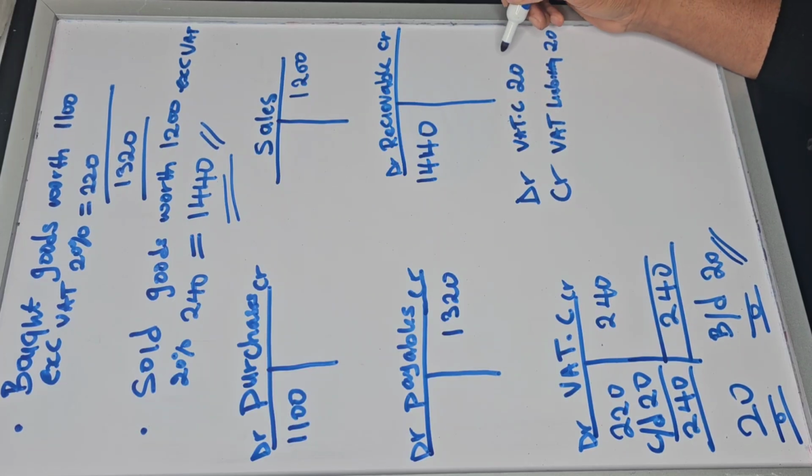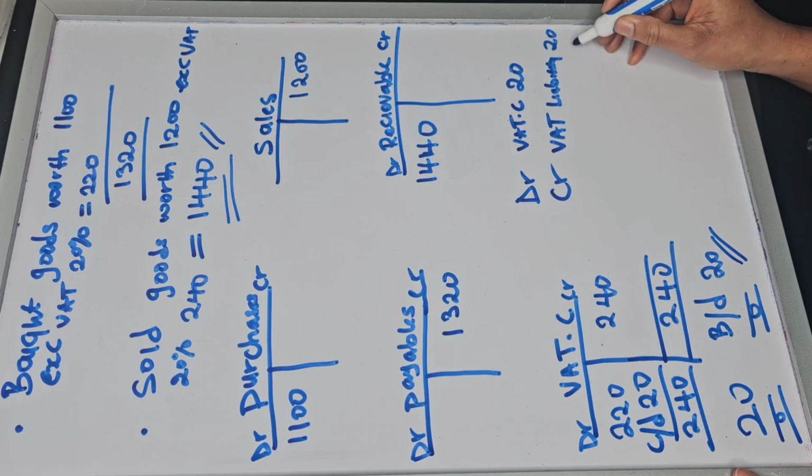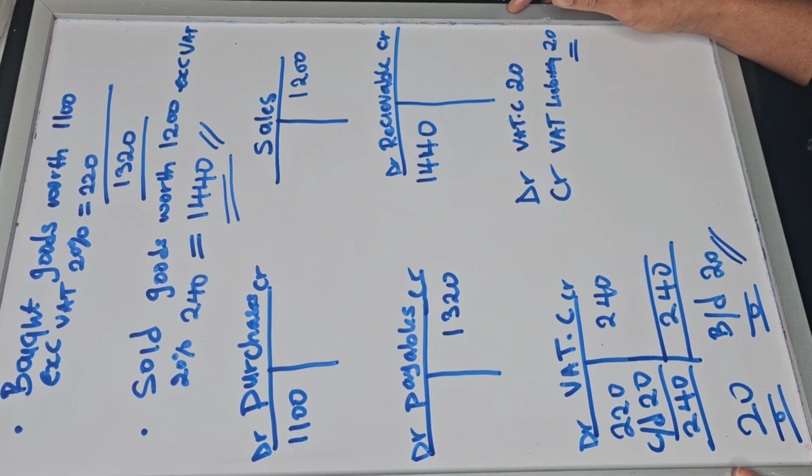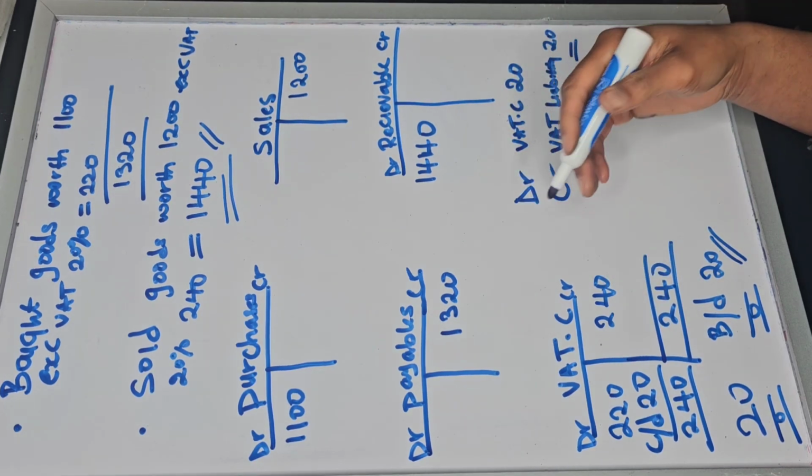Debit VAT control account 20, credit VAT liability. This VAT liability now is what will be recorded in the balance sheet as a liability, okay? So that shows that this is the amount that I owe to HMRC.